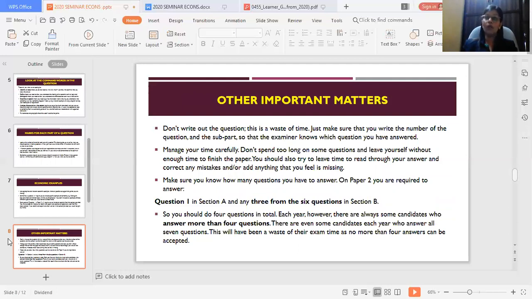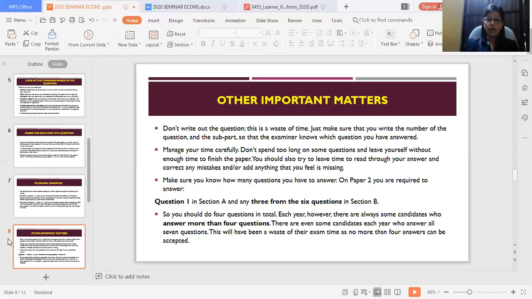Manage your time carefully, very important. I already taught you how to manage your time for paper 2, especially 2 hours and 15 minutes. All right, I will go with section A, 40 minutes: 5 minutes to choose the right essays, 3 out of 6. Allocate 5 minutes for that, and another 30 minutes for each question will do.